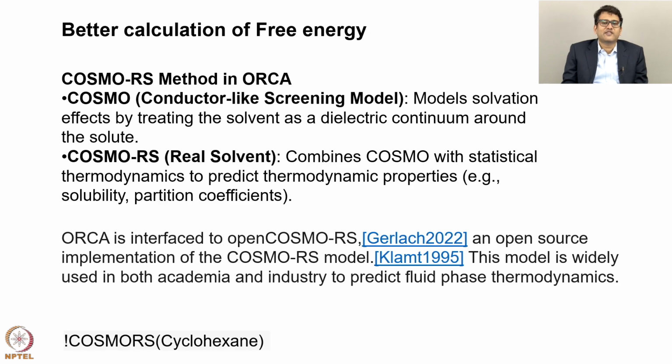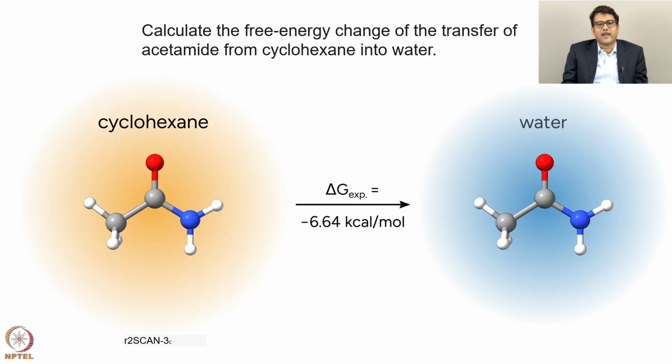So, why am I using cyclohexane here? That is the next example, where we are going to calculate the free energy change from the transfer of acetamide from cyclohexane into water, and we are going to use the semi-empirically parameterized DFT method r2SCAN-3c for doing the optimization as well as the single point calculation.